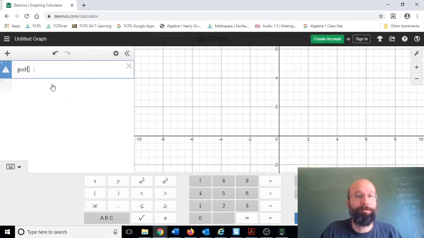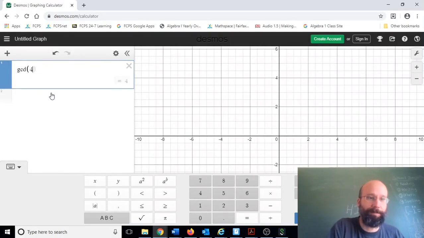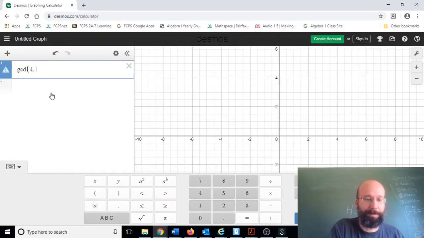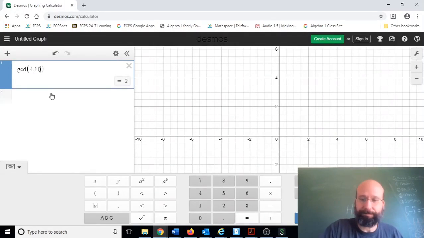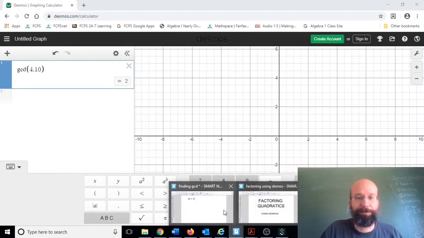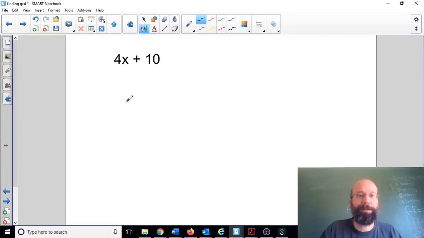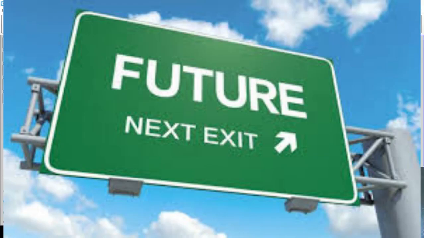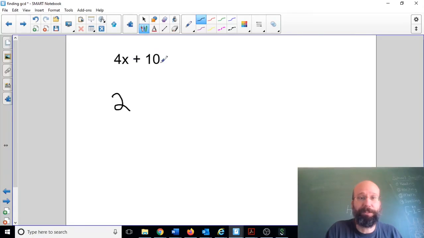So our two numbers were 4 and 10. You want to type in 4, separated by a comma, and 10. And then that'll tell you what the GCF is. The GCF is 2. So we go back to our problem. The GCF of 4 and 10 is 2. So that's the greatest common factor of these two terms. In the future, we're going to have to look to see if they have the same variable. These two don't. So the only thing we can take out is the 2.